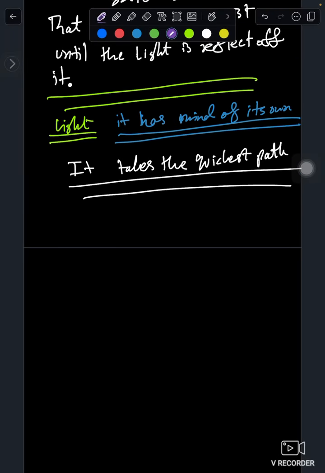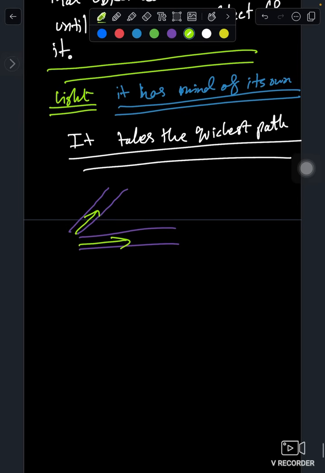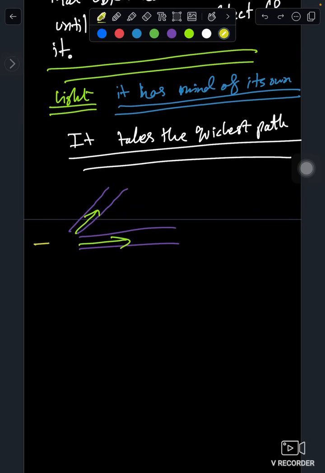What do I mean by the quickest path? Okay, let's suppose there are two roads. One road leads in this direction, one road leads in this direction, and we have light traveling. Now, this light will either take this path or this path. But if this path has a lot of traffic, what will light do? It will take this path.